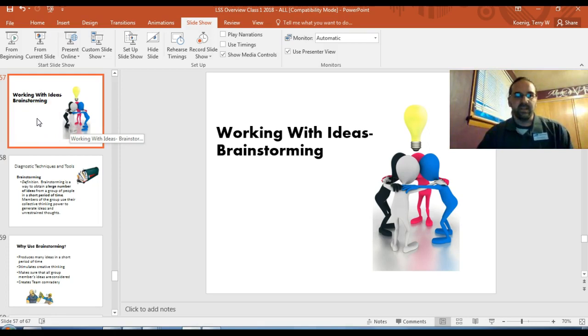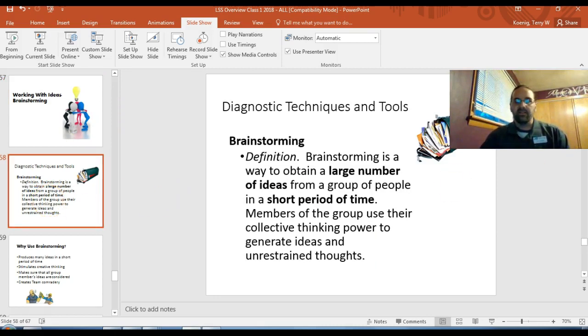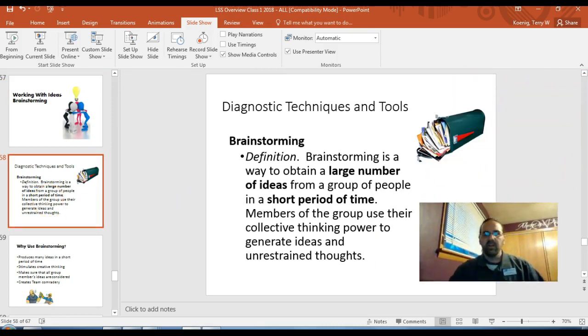Working with ideas, brainstorming. Promise you we're getting to the end of this. So brainstorm. We've all done some brainstorming before. Throw out a whole bunch of ideas, right? Large number of ideas, short period of time. All different ways to do it. Post-it notes, shouting, there's a million tools out there to use.